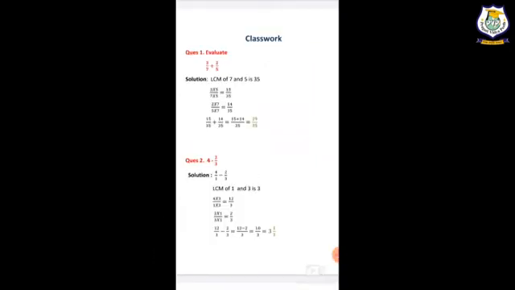Now we will start with our classwork. To understand fractions better, I have solved some sums that will clear your concept about fractions. So let's start our classwork. First question is evaluate, right?